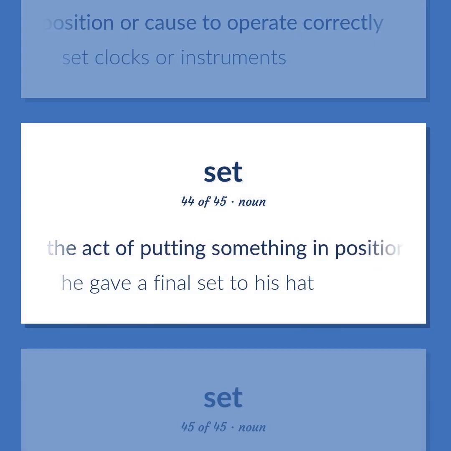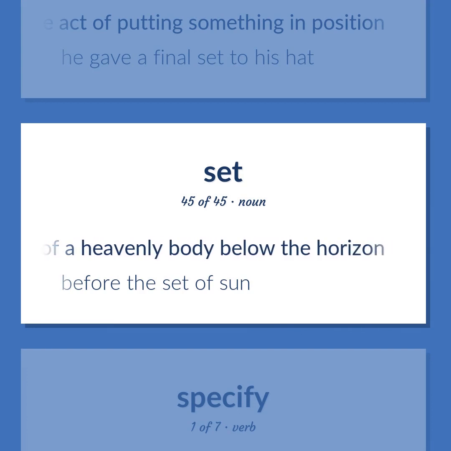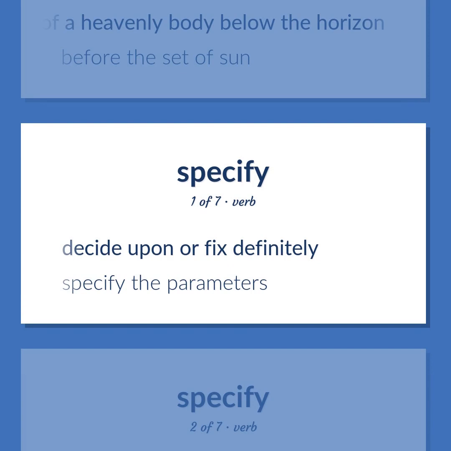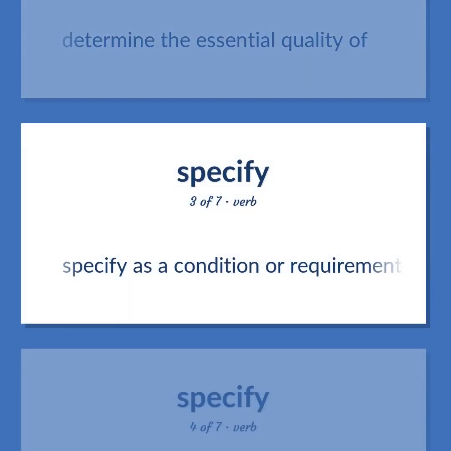The act of putting something in position. He gave a final set to his hat. The descent of a heavenly body below the horizon. Before the set of sun. Decide upon or fix definitely. Specify the parameters. Determine the essential quality of. Specify as a condition or requirement in a contract or agreement. Make an express demand or provision in an agreement.